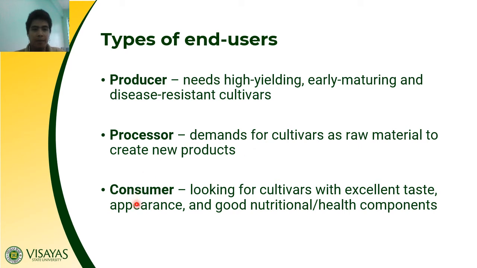And the third type of end user are the consumers. So this includes you, me, and I think everyone because we basically look for cultivars with excellent taste, flavorful, and of course nutritious, and with good appearance. So again, those are the three types of users: producer, processor, and consumers.